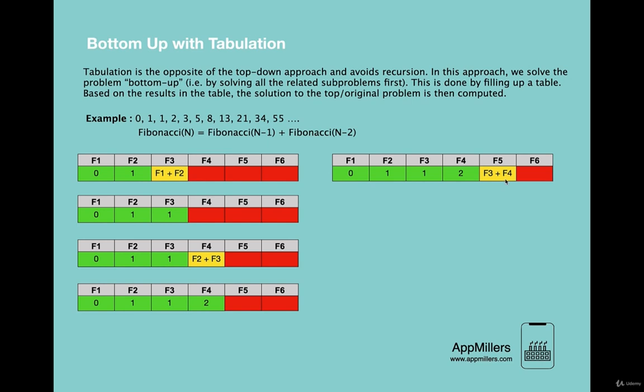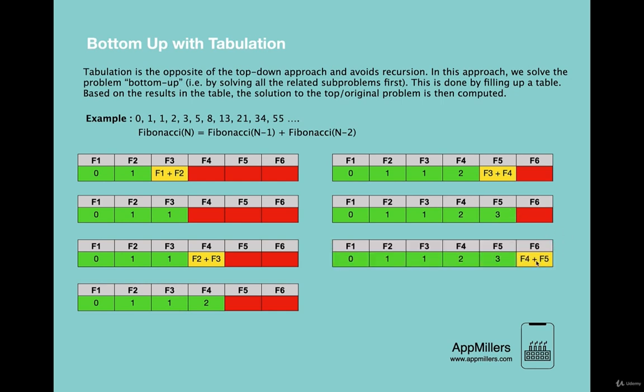Then we are continuing F5. So F5 should be calculated based on F3 and F4. So the result will be 3. Then we are continuing to the final solution which is F6. So F6 is calculated based on F4 and F5. So we know the answers of F4 and F5 and we have saved them in this array over here. So the result will be 5.